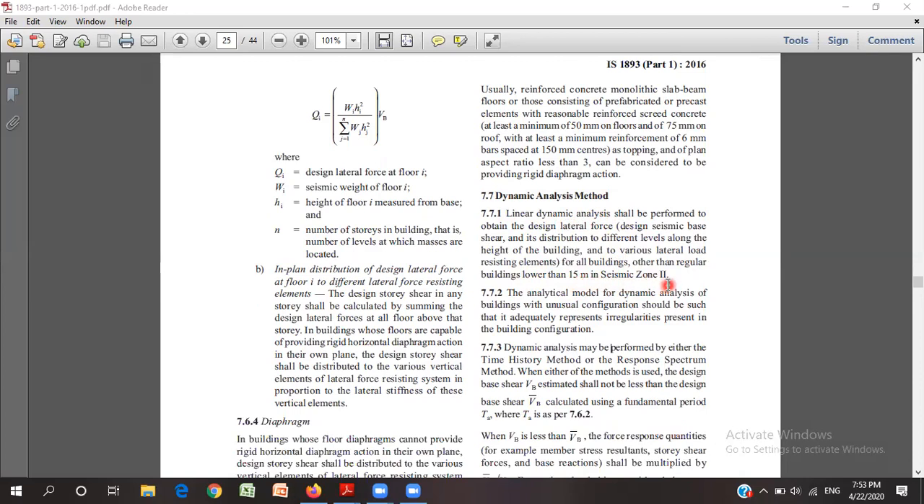So this is one of the clauses you have to look for in the question, that this can be used for all the buildings apart from the ones which are less than 15 meters in zone 2. Only then can we go ahead with dynamic analysis, or else we have to go by static analysis only.